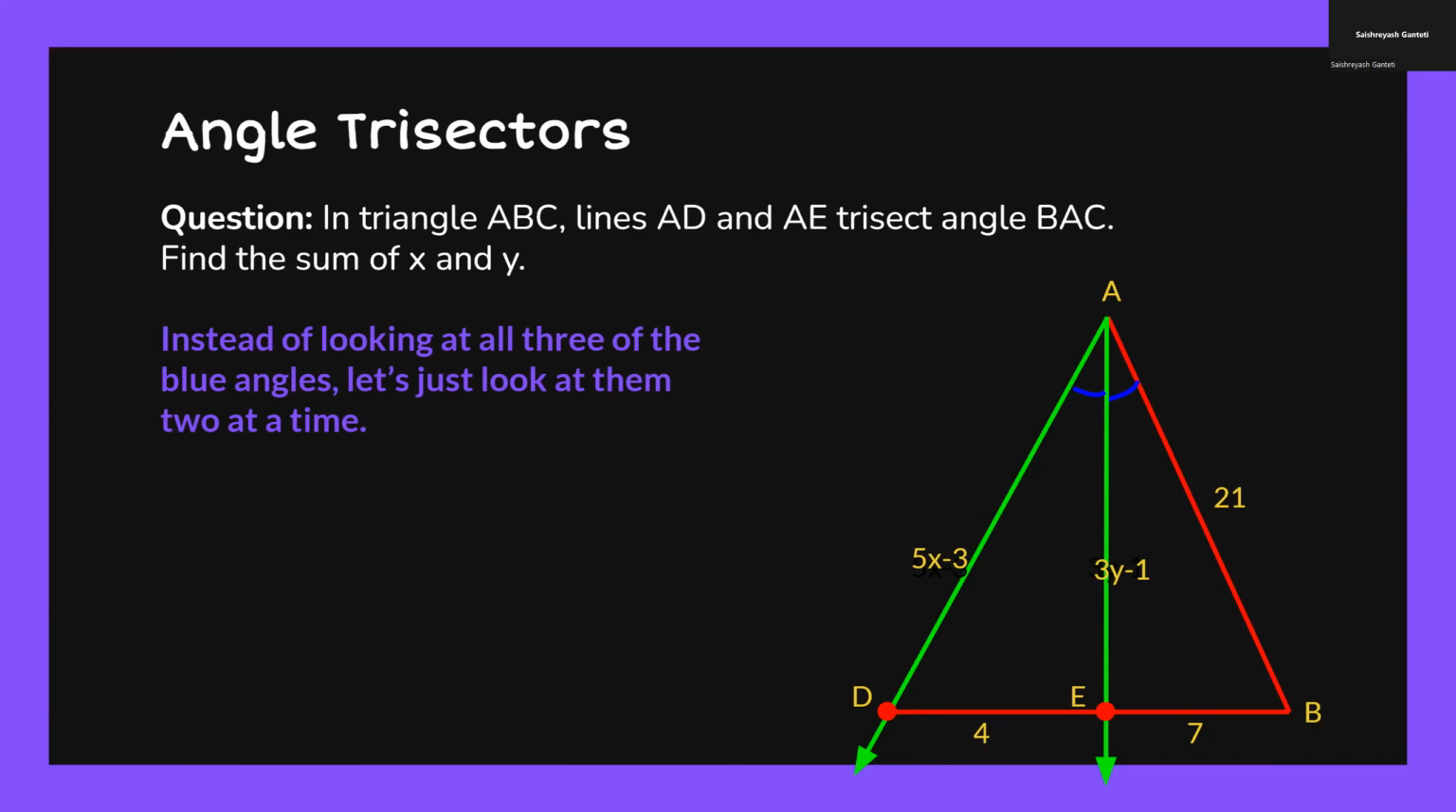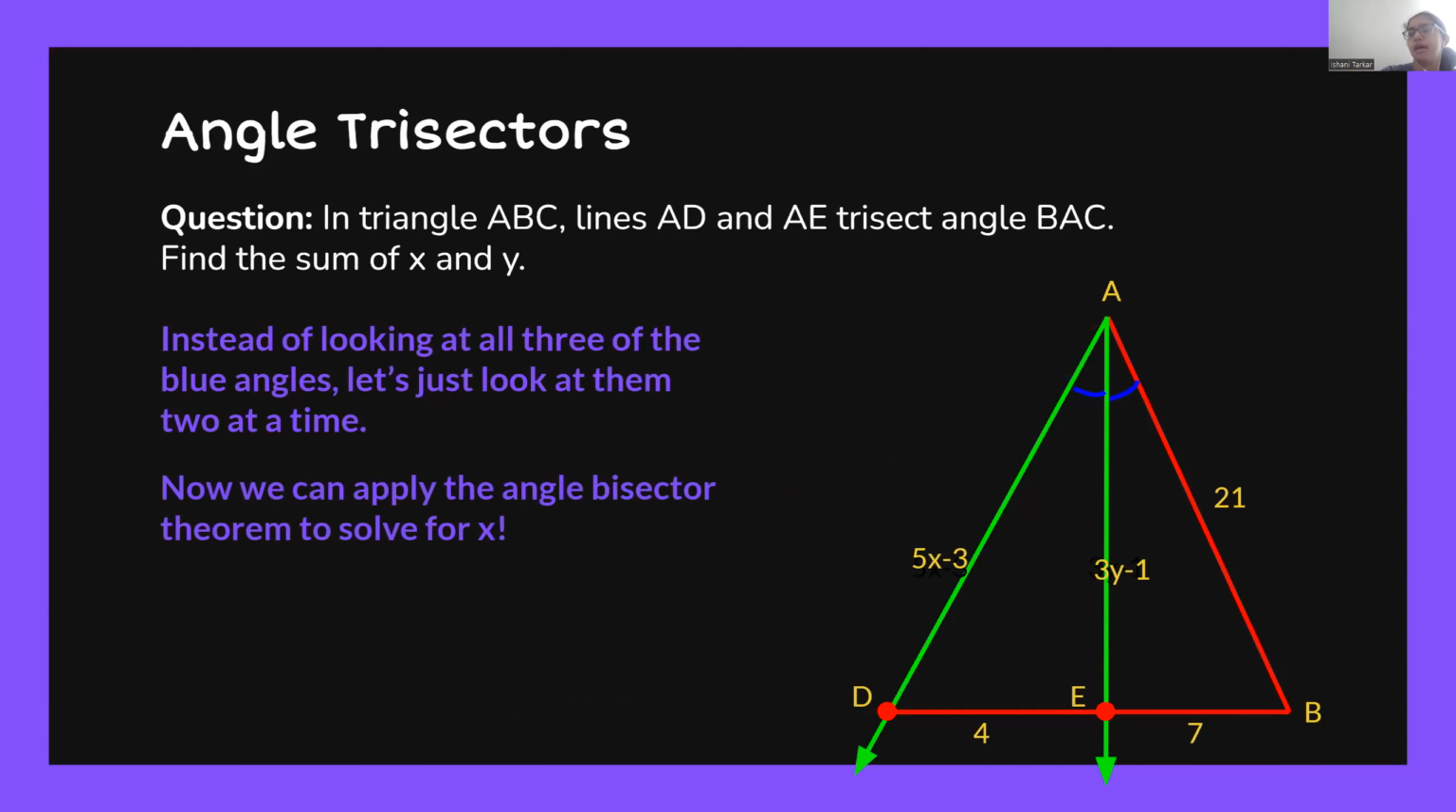Okay, yeah. So we can divide it into triangles ABD and AEC, right? So now we can apply the angle bisector theorem to solve for X. Okay, first, in the chat, using the angle bisector theorem, what would you do? Like, how would you apply the angle bisector theorem in this case? Like, which side over which side would equal which side over which side?